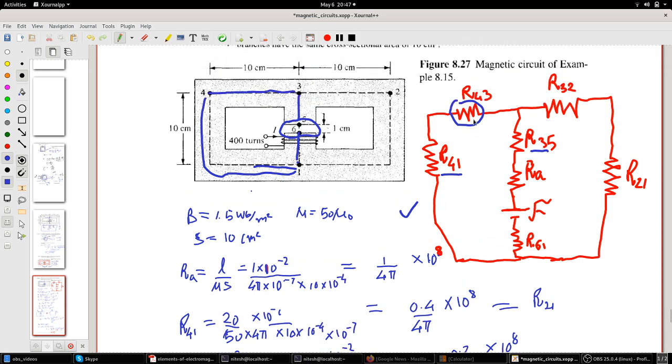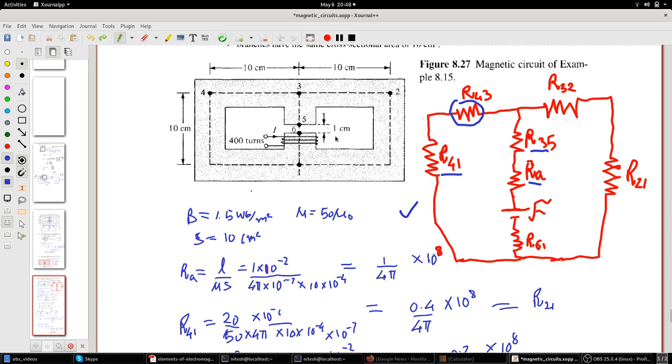So now to find out R43, or first let's find out RA. RA is an air gap reluctance, right? So air gap reluctance here in this case has a length of 1 centimeter, right? So we know that the formula for RA is, reluctance is L by mu S.